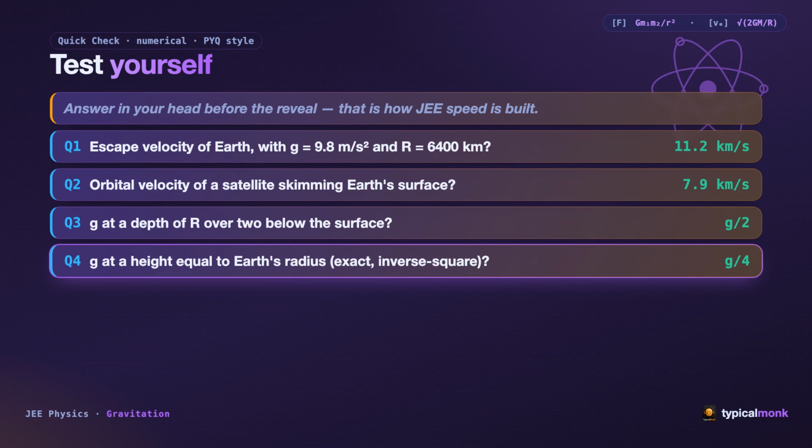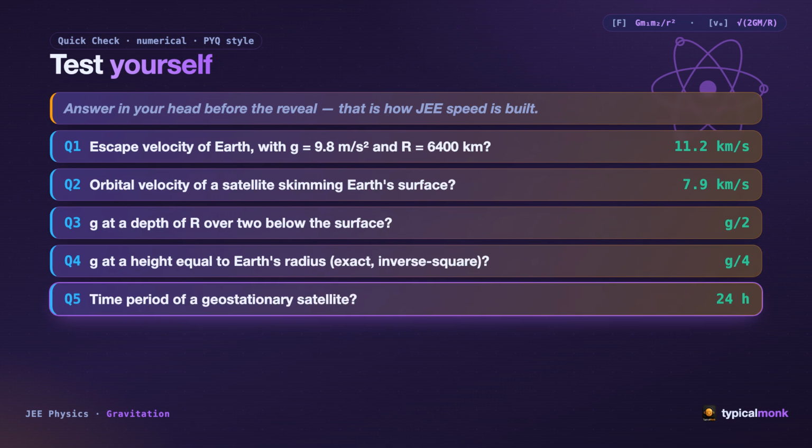Question 4. What is g at a height equal to the Earth's radius? Using the exact inverse square law rather than the small height approximation. G over 4, since the distance from the center has doubled. And question 5. The thinker. What is the time period of a geostationary satellite? 24 hours, matched exactly to the Earth's own rotation. If you answered all 5 before the reveal, you have truly understood today's class.